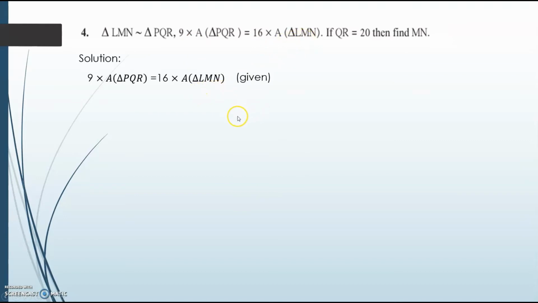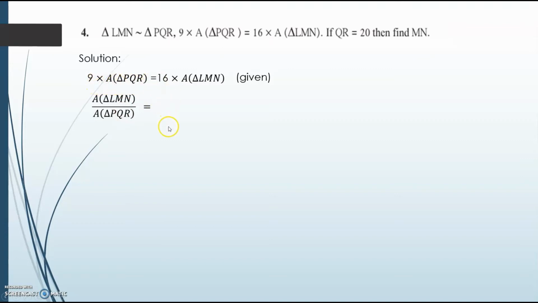The reason is given. Now we have to rearrange this so that we can use the theorem of areas of similar triangles. Since we are given triangle LMN is similar to triangle PQR, I'll take area of triangle LMN to the numerator and area of triangle PQR to the denominator because it's given in that way. So now this will be what?